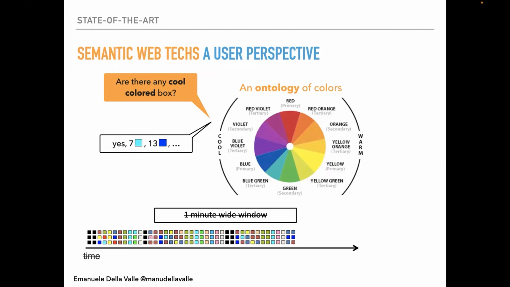answers in our data. So the interesting thing is that you ask for something that is not explicitly represented in the data. The system reasons on the conceptual model, in this case, the conceptual model of the colors, and deduces that if you're looking for cool colored boxes, you're also looking for blue, blue-green, blue-violet, violet, red-violet boxes, right? And therefore it matches the real data that come into the data set.